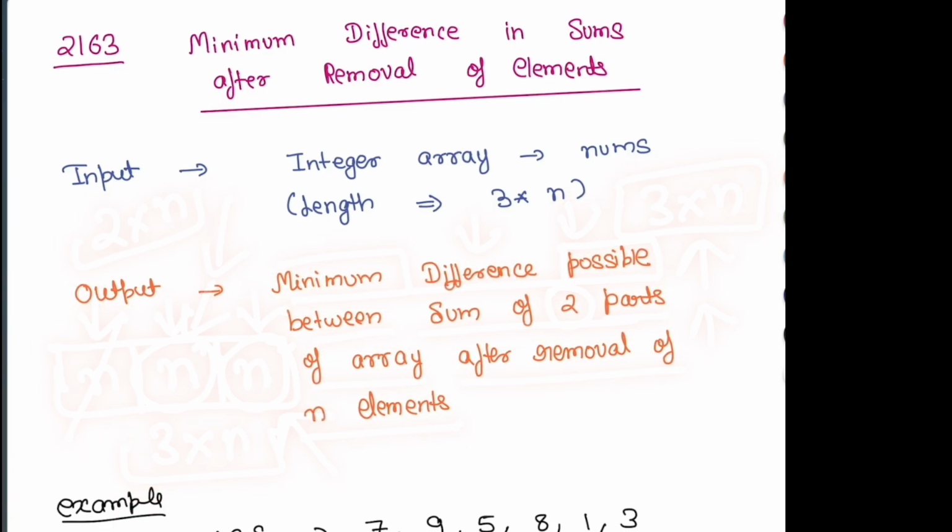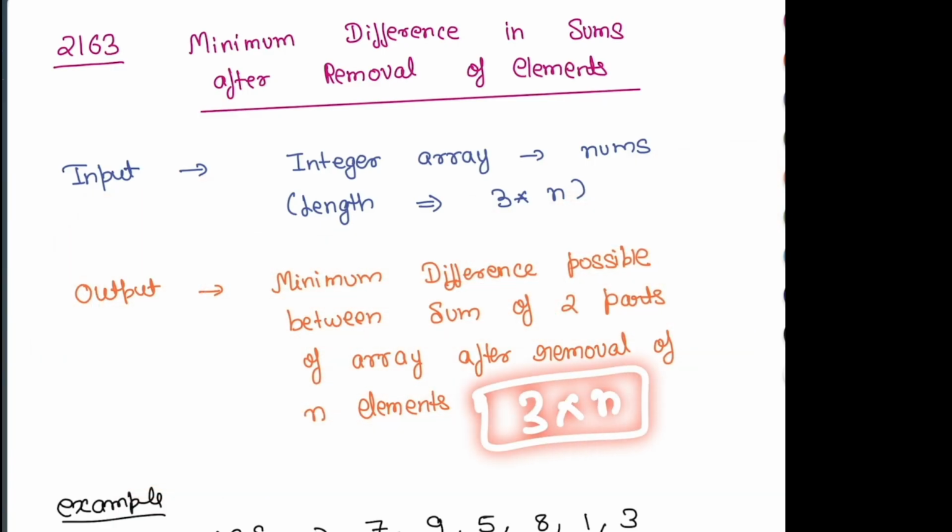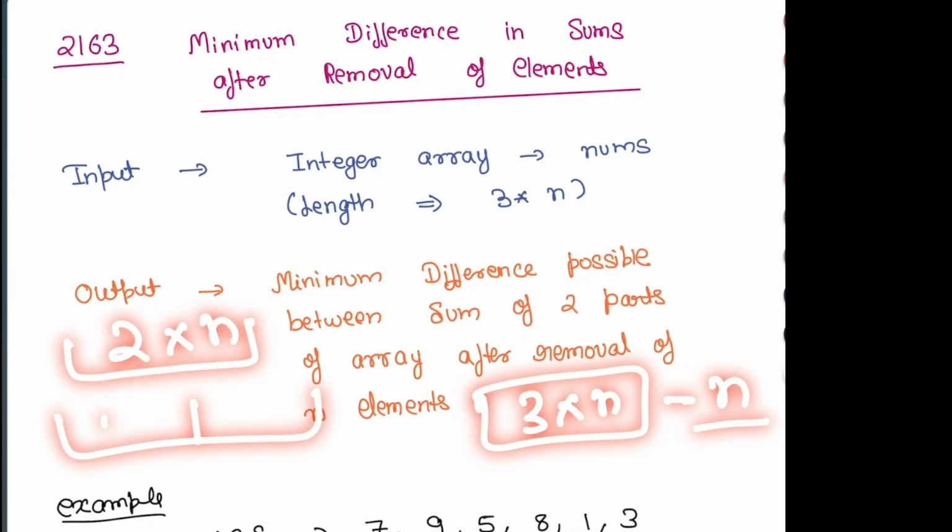So basically, out of the 3 multiplied by n elements in my array, I have to remove n elements. I will have a total of 2 into n elements in my array. Now I need to divide my array into two parts. N elements will be the first part, n elements will be the second part. We just need to take the sum of the first and second part and find the difference between both the sums. Our goal is to minimize this difference.